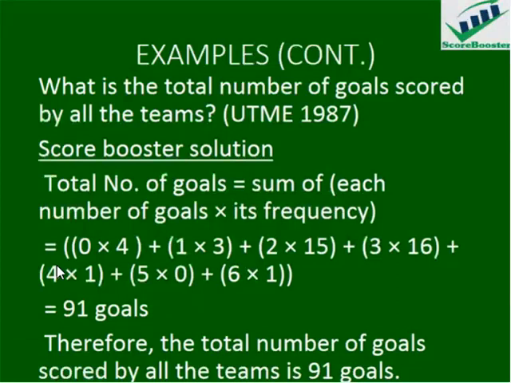So if we evaluate this, it is 0 plus 3, which is 3. 3 plus 30 is 33. Then 33 plus 48 is 81. 81 plus 4 is 85. 85 plus 0 is 85. And 85 plus 6 will give 91. So the total number of goals scored by all the teams is 91 goals.